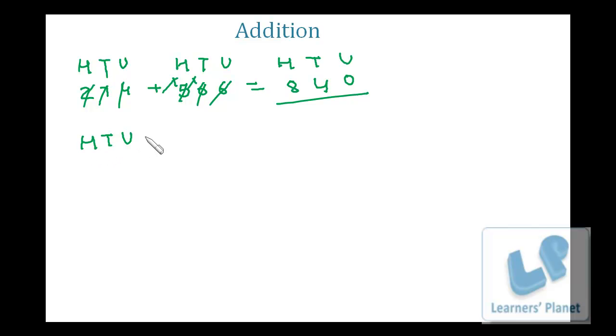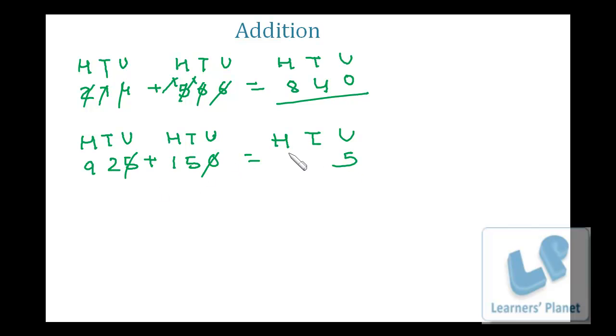Hundreds, tens, units. Now suppose we have 925 plus 150 equals, again hundreds, tens and units. So 0 plus 5, that is 5. 5 plus 2, that's 7. And 1 plus 9, that's 10. So 0 and 1 over here, which will be therefore thousands.